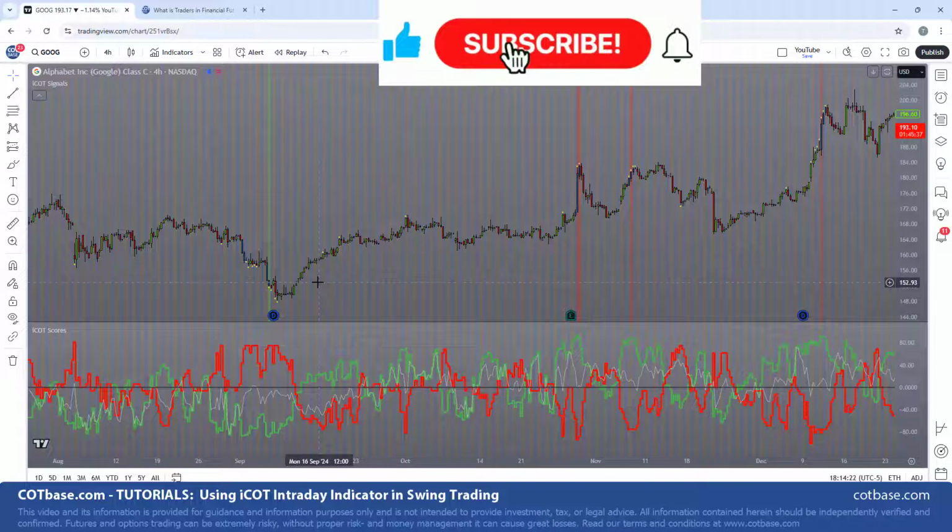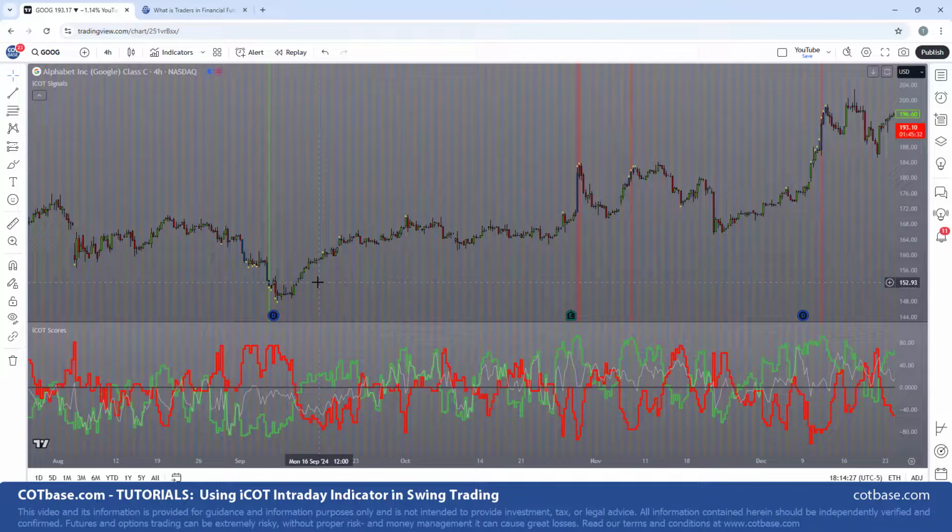So this is a 4-hour candlestick chart, and of course swing trading means we're going to be holding positions overnight, right? Maybe a couple days, but it could go up to a couple of months, right? And of course, if we look at this chart, let's say you saw this beautiful buying opportunity in Google around these lows back in September.